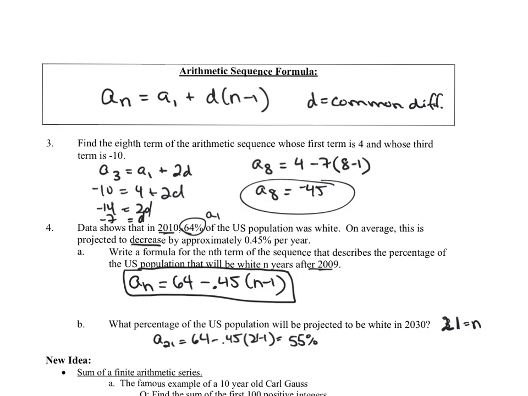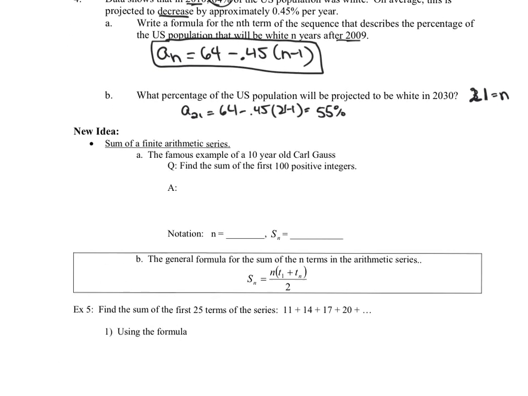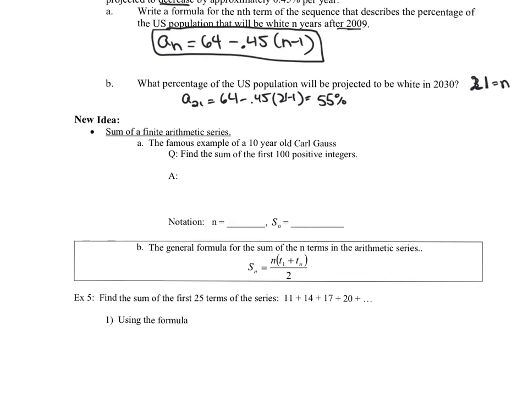All right, moving on to a new idea, which is the sum of a finite arithmetic series. So we're going to add up the terms in an arithmetic sequence. And if you ask me in class, I'll tell you all about our friend, the 10-year-old Carl Gauss, who gave his teacher fits. But in the interest of keeping the video a little bit shorter, I'm just going to give you the general formula right here and say that this is something you definitely need to memorize.